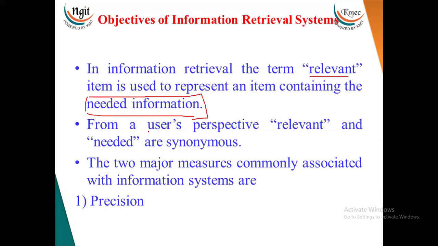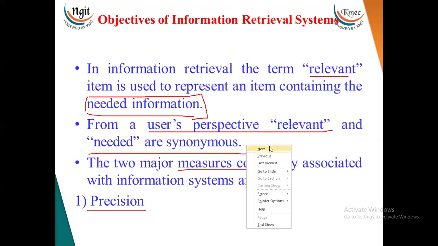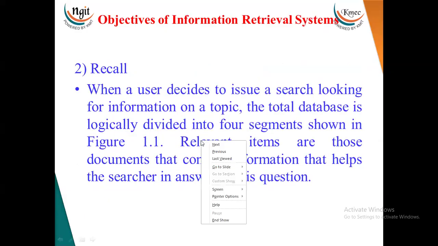From the user perspective, relevant and needed are synonyms. Relevant or required is the same. So what are the measures? Suppose I'm doing some searching, how can I calculate whether the data is relevant or not? It is done using precision. One terminology is called precision, and another is recall. So what is meant by precision and recall?